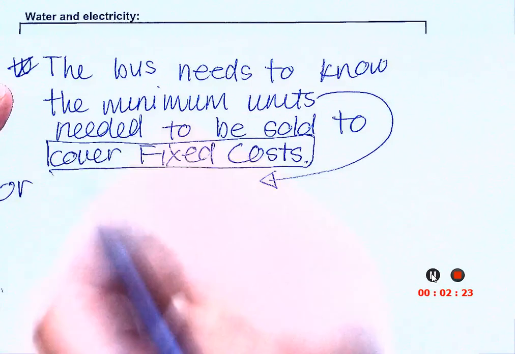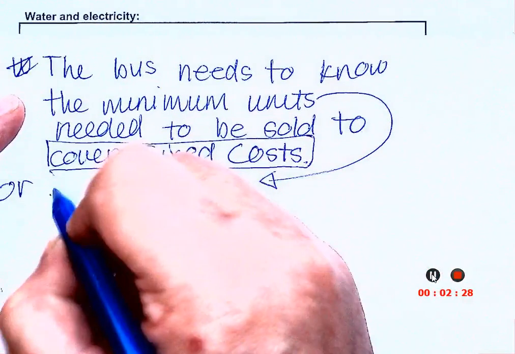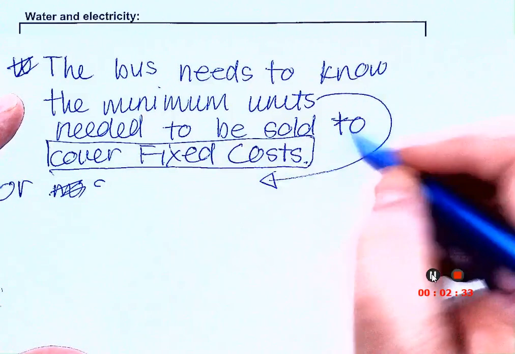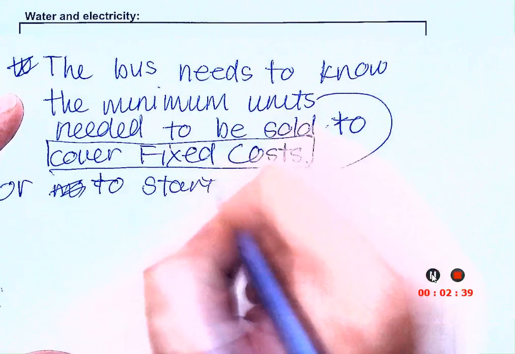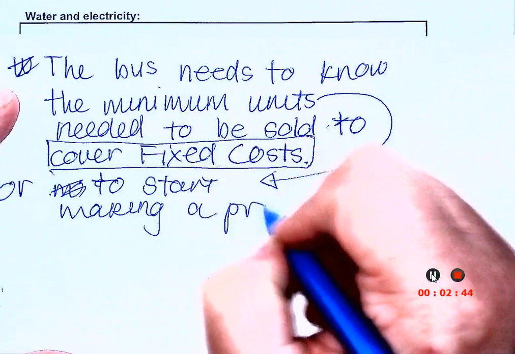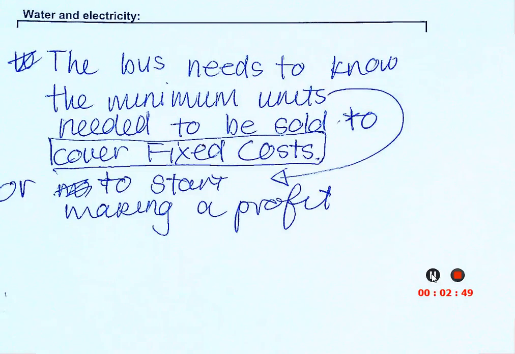Or you can say to be sold to start to cover fixed cost or to start making a profit. Whichever one you use is fine. Because now they know they need to produce 10 t-shirts, then the fixed cost is covered, then they start making profit. Before the 10 units, it's just covering costs. After the 10 units, they start making a profit. That's what they need to know.